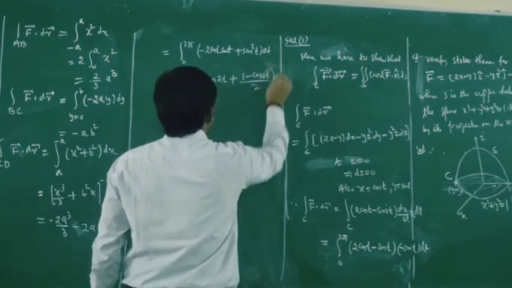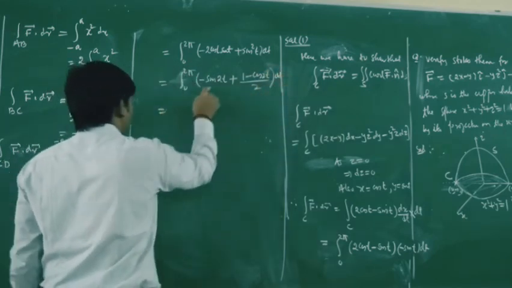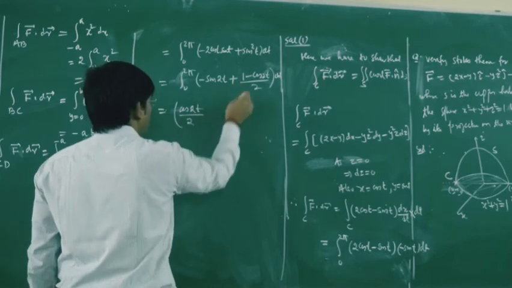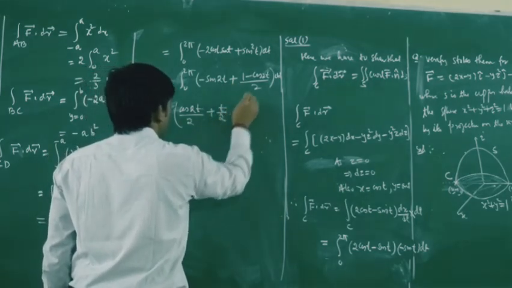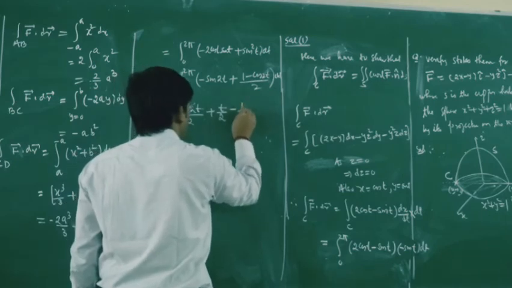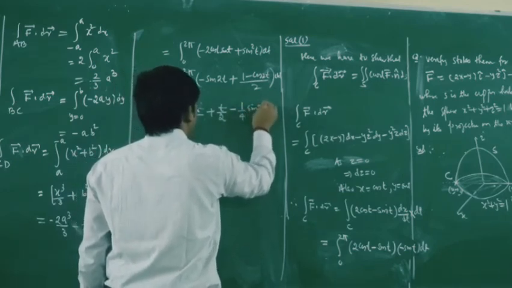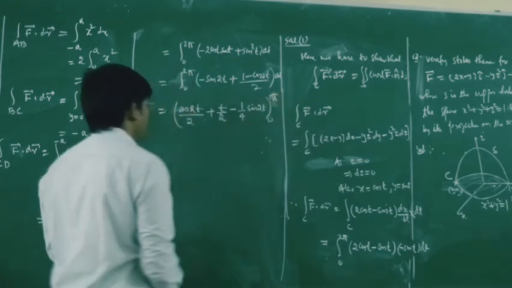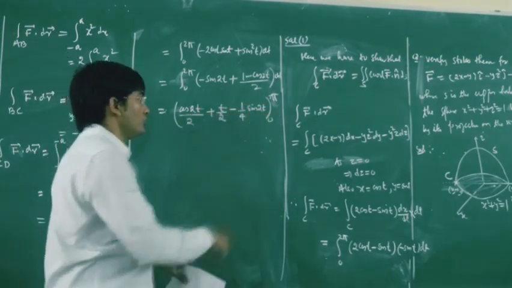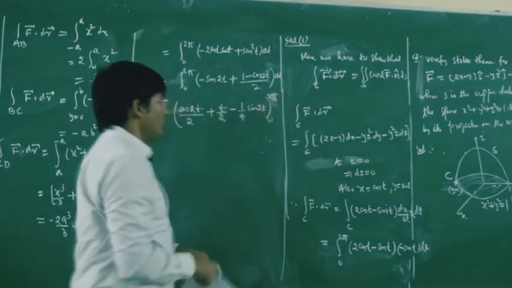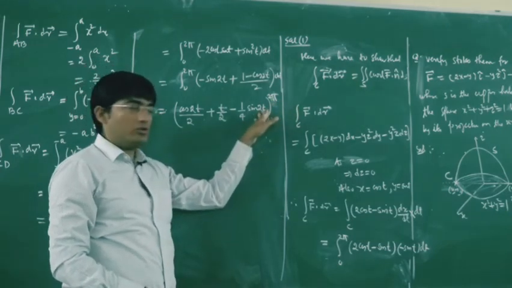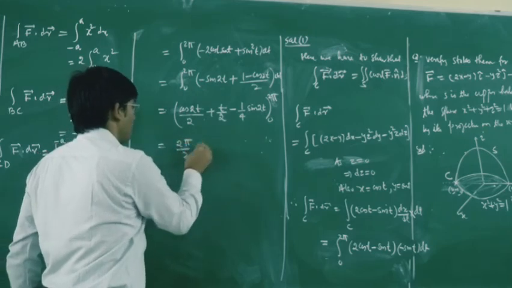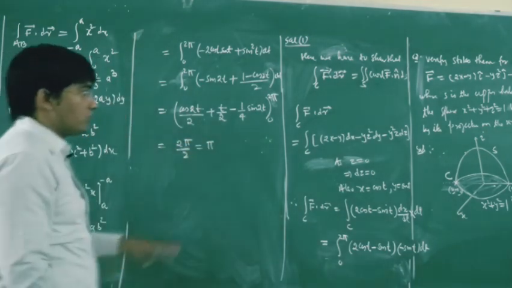upon 2. Now your integration will be equal to, the integration of sin 2t will be minus minus plus, cos 2t upon 2. Integration of 1 will be t by 2. Integration of cos 2t will be 1 by 4 sin 2t. Now if you put the limits from 0 to 2 pi, you can see that cos 4 pi is the same as cos 0, so the first term is 0. Again for the third term, sin 2 pi is 0 and sin 0 is 0. So this is equal to 2 pi upon 2, which is pi. So the value of this line integral is pi.